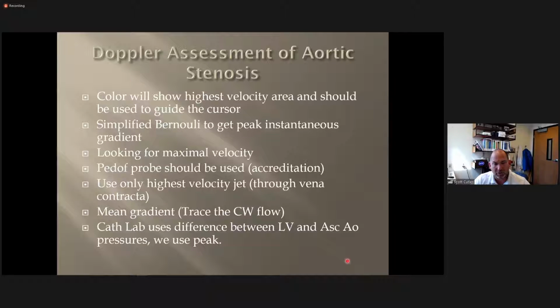Cath lab uses differences between the LV and the ascending aortic pressures. We use the peak velocities. So we're going to be using slightly different data than the cath lab uses to do comparisons. So when we calculate our valve area, it's done with a slightly different methodology.